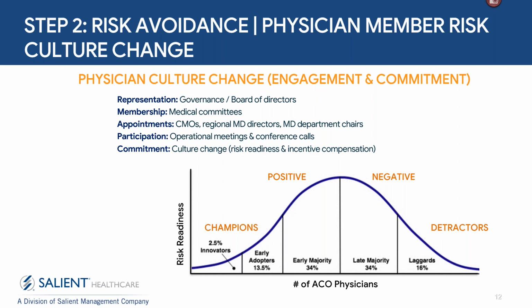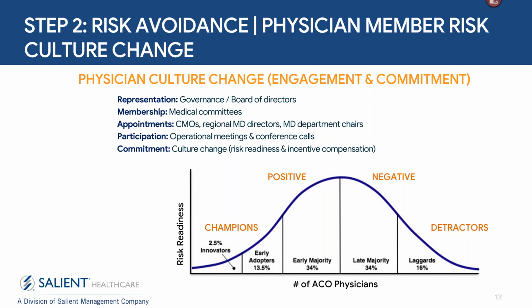So this slide depicts a bell curve of physician member risk readiness. At the 2 ends of the curve, there are what we could call positive physician champions and negative physician detractors. They generally constitute a small minority of the overall physician membership. The majority of the organization's physicians are either going to be somewhat positive or somewhat negative, and the slide depicts them as evenly distributed along the curve. However, in reality, the curve will likely be skewed one direction or the other.